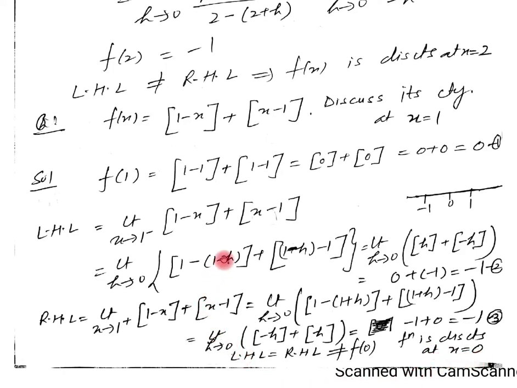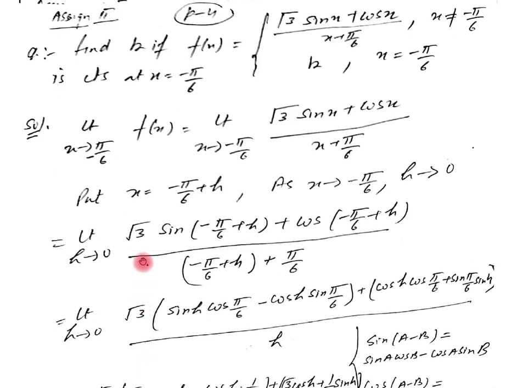This is the way how to do the question of the greatest integer function. This is the sign of greatest integer. Now let us see the question. Again the question is here. We have to find out k, for which the function is given and function is continuous at x equal to minus pi by 6. Now let us see the solution.